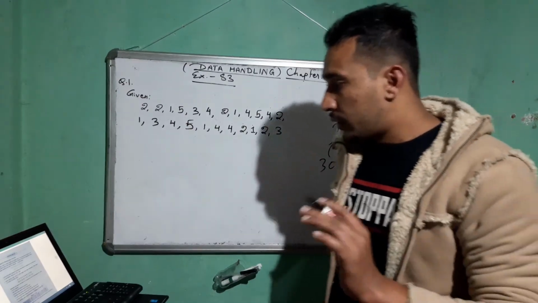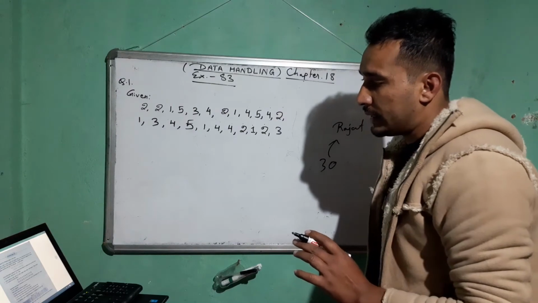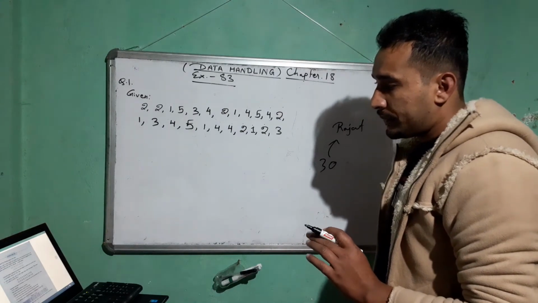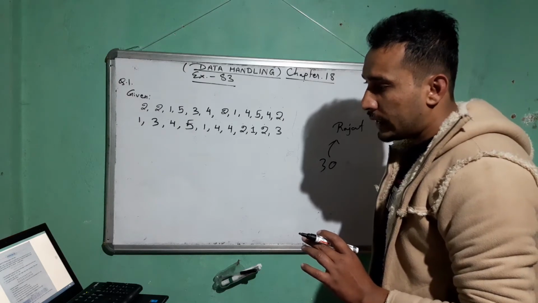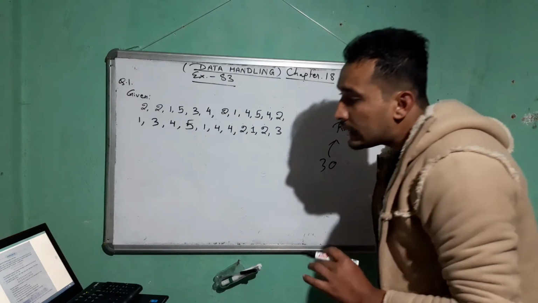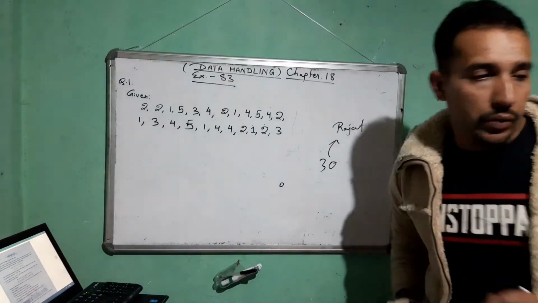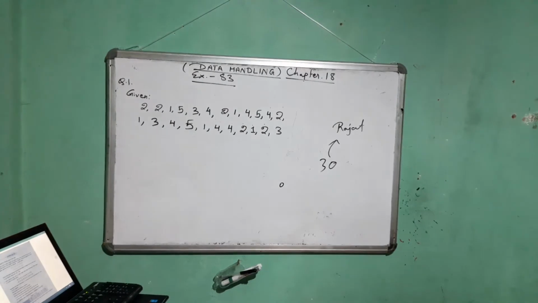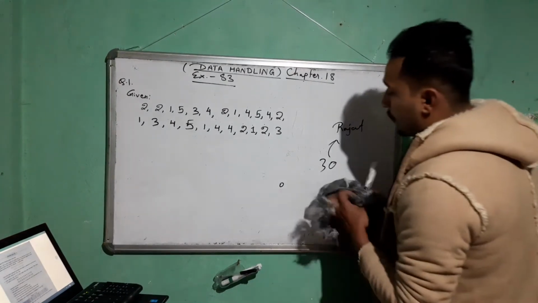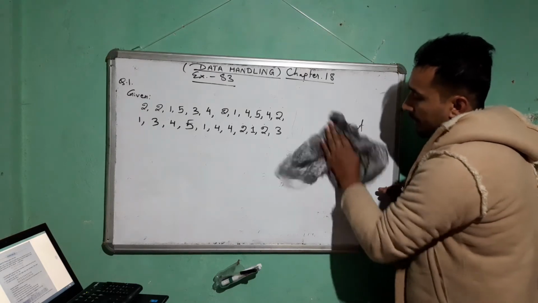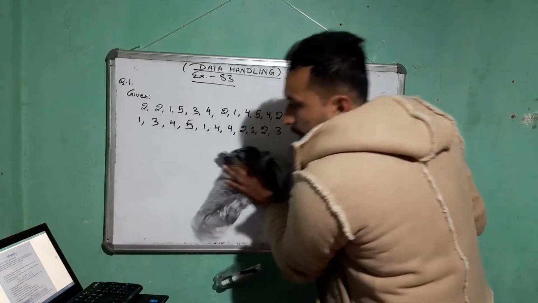So your question is, using tally system, represent the above information in a tabular form and then draw its pictograph using one circle. This circle is for one clap. One circle for one clap. So first let's draw the tally table, the above information in tabular form.